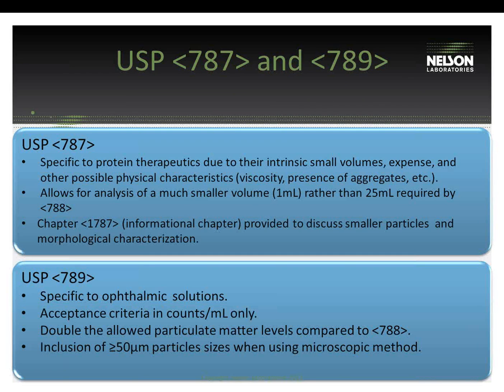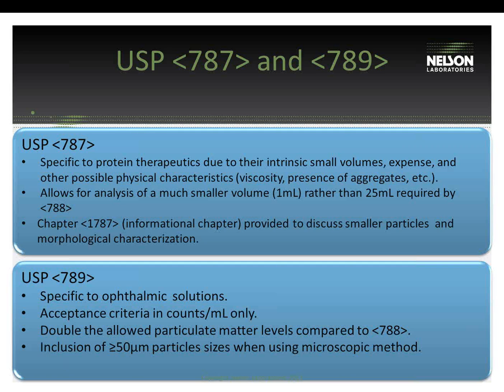Addressing 787 and 789 briefly. 787, again, is specific to protein therapeutics and other similar types of products. This is due to their intrinsic small volumes, often expensive doses, and physical characteristics such as higher viscosity or presence of aggregates, especially common with protein or biologic solutions. Analysis is able to take place with a much smaller volume. I believe via the draft 1 mL will be acceptable rather than 25 mL required by 788.